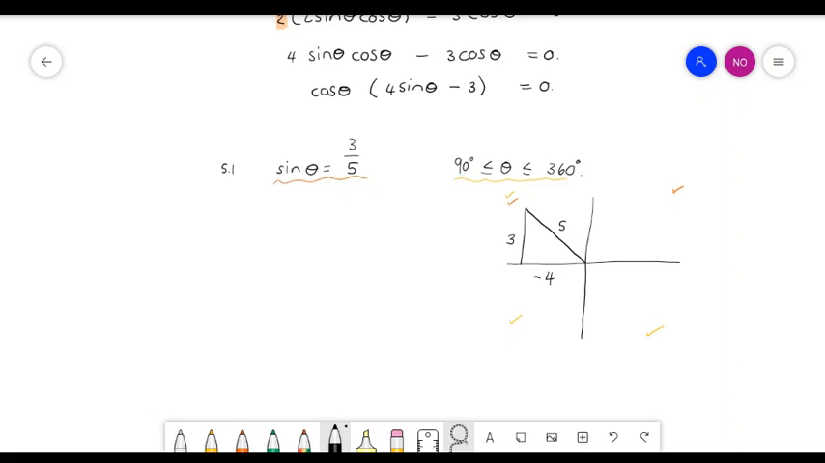Now they say for 5.1.1, calculate the value of sine negative 180 degrees minus theta.